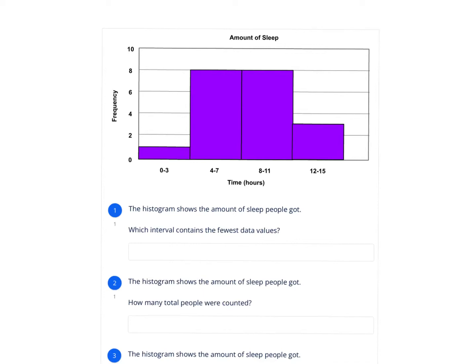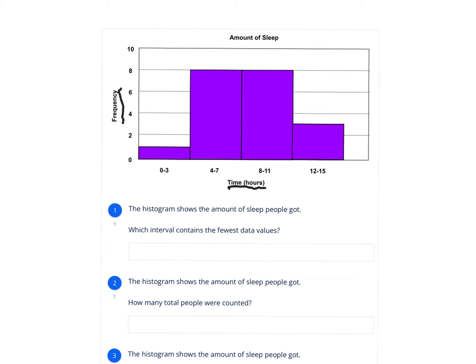Okay, so this is a histogram, and a histogram is kind of like a bar graph. On the bottom it says time in hours, so you can see 0 to 3 hours, 4 to 7 hours, 8 to 11 hours, and 12 to 15 hours. On the side it says frequency, so that means how many times each of those categories happened.